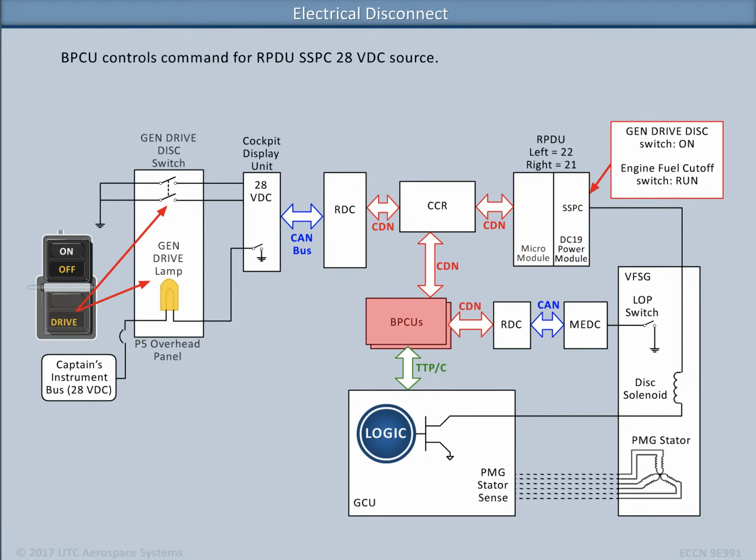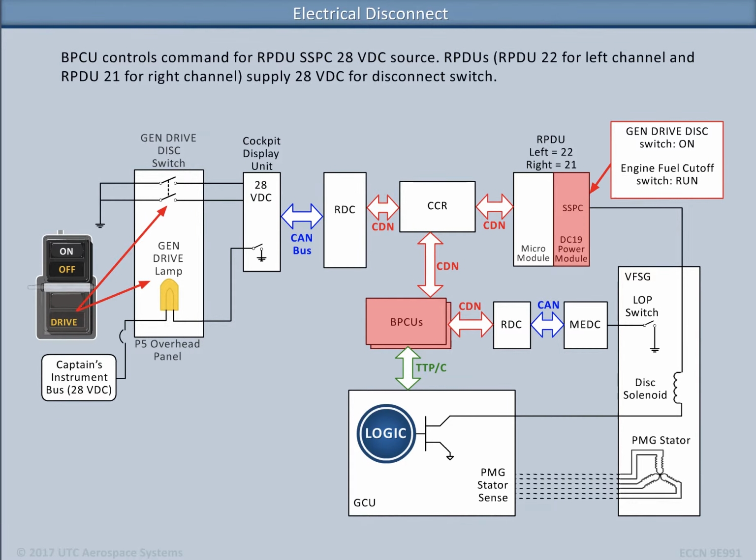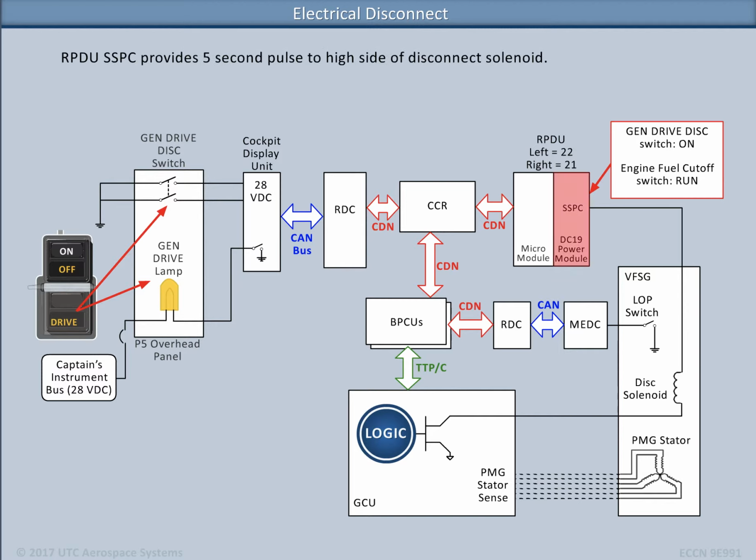The BPCU controls the command for the Remote Power Distribution Unit, RPDU, Solid State Power Controller 28 volts DC source. The RPDUs, RPDU22 for the left channel and RPDU21 for the right channel, supply 28 volts DC for the disconnect switch. The RPDU Solid State Power Controller provides a 5-second pulse to the high side of the disconnect solenoid. The BPCUs also send the command over TTPC to the GCU.